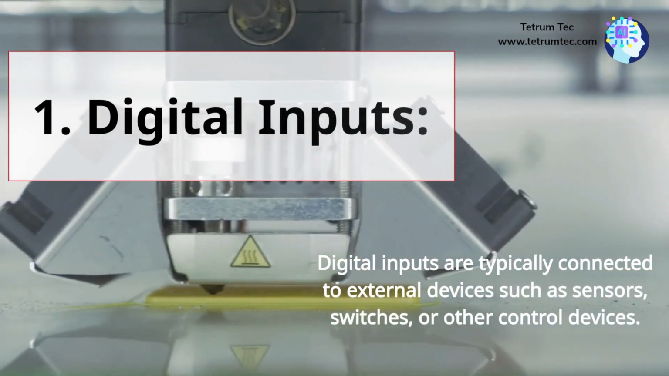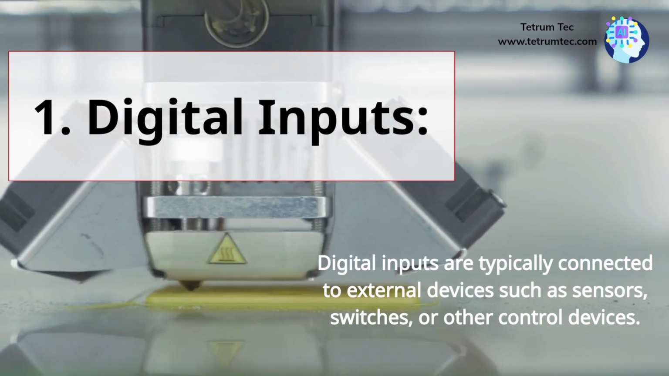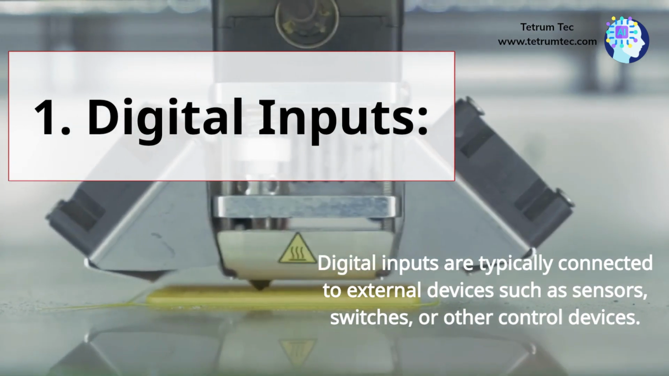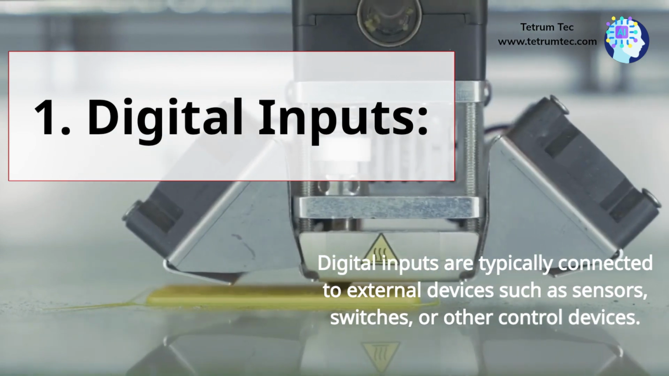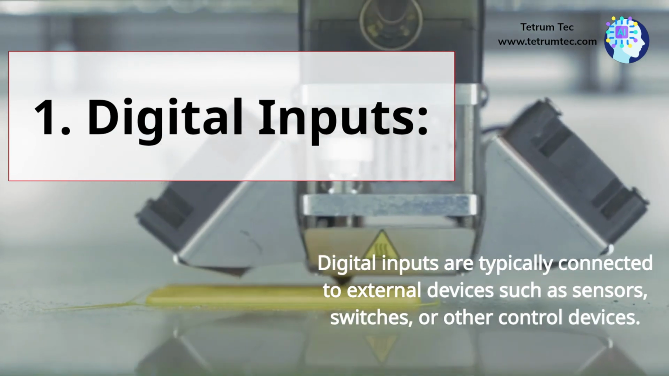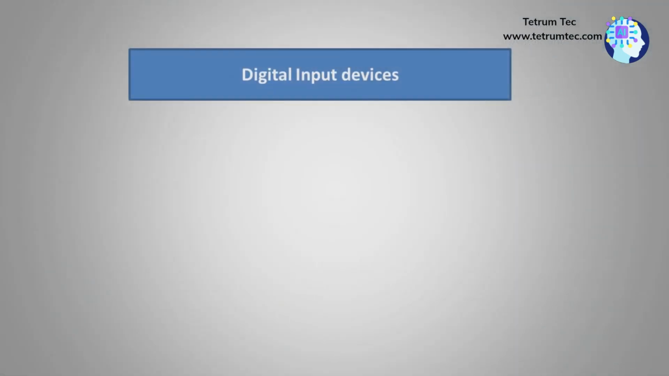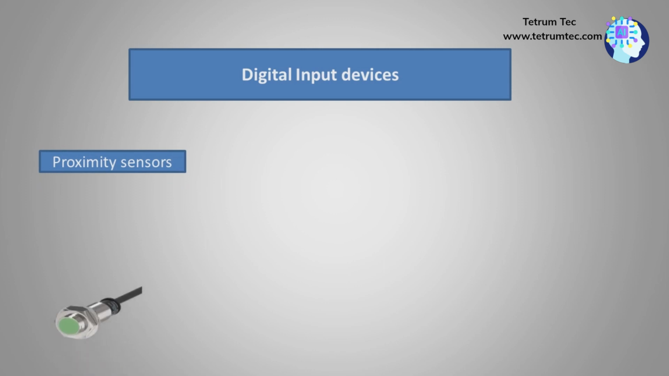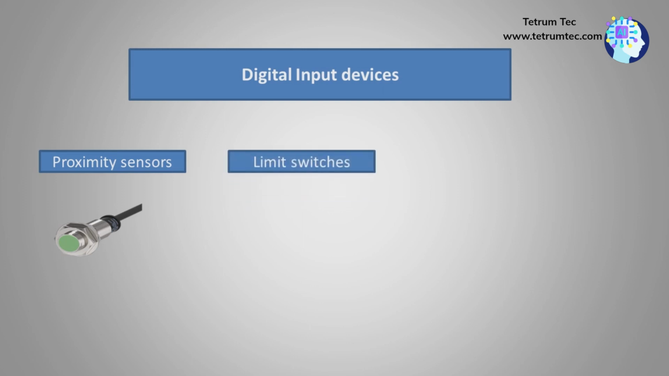1. Digital inputs. Digital inputs are typically connected to external devices such as sensors, switches, or other control devices. The status of digital input variables is used in the PLC's logic program, written in ladder logic, function block diagrams, etc., to control the operation of the system. The program specifies how the PLC should respond based on the states of the digital inputs.